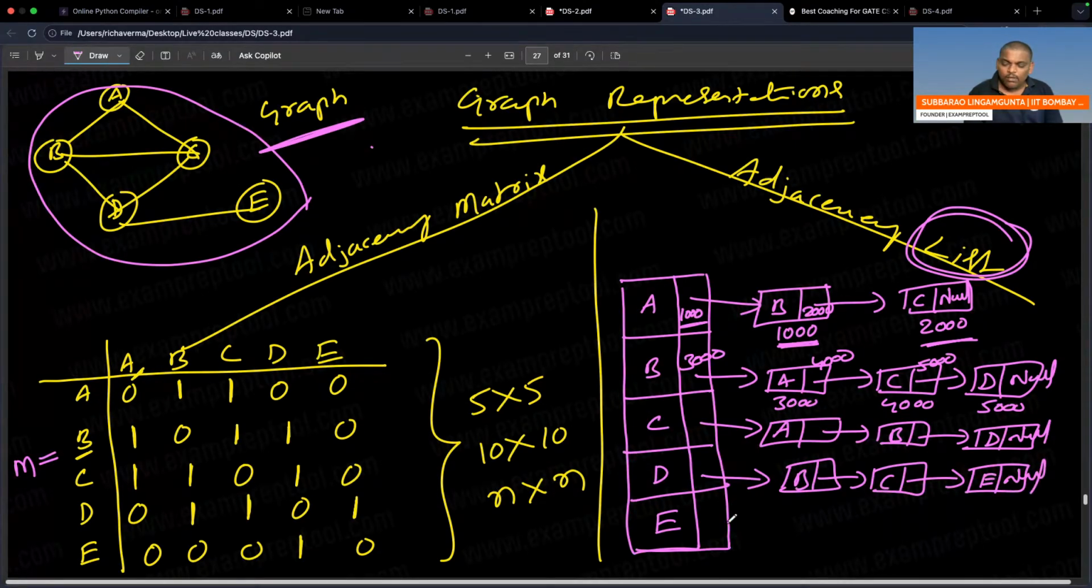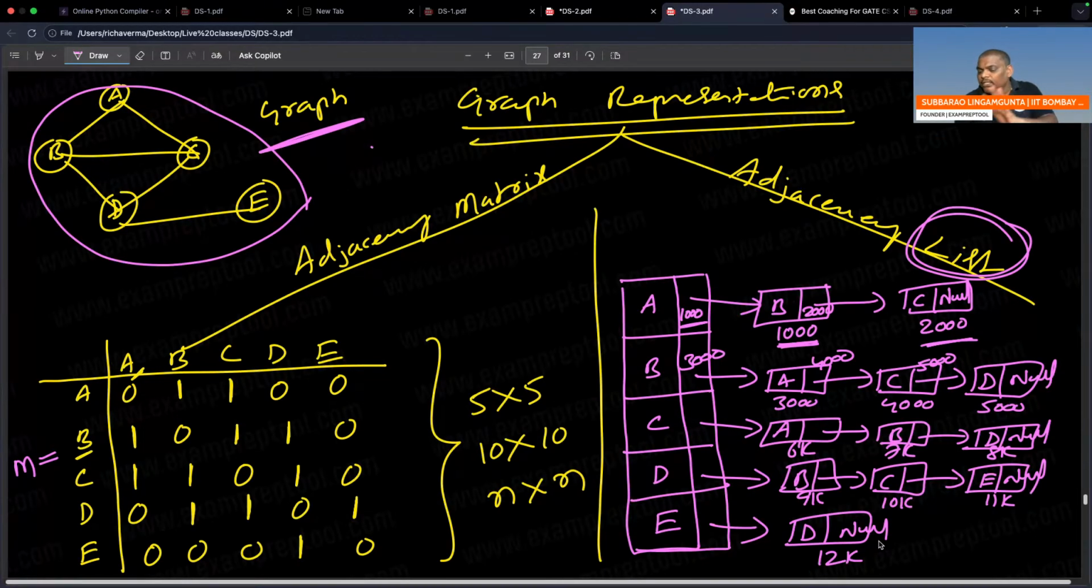Next one. Who is E adjacent? E adjacent is only D. So let me give addresses only for namesake. It is 6K, 7K, 8K, 9K, 10K, 11K, 12K. Further no one, none. So remember, to represent a graph there are two ways.